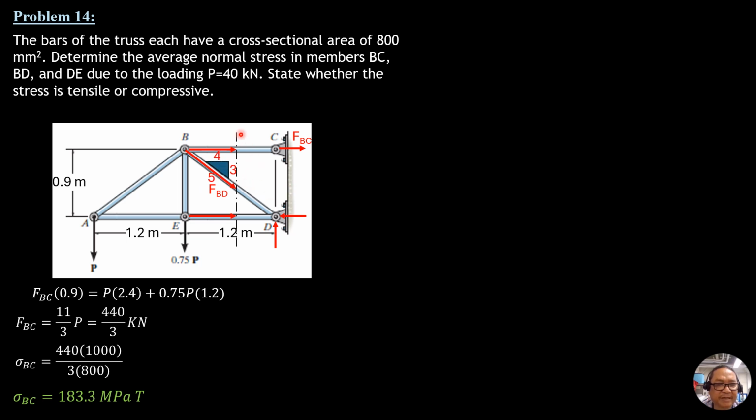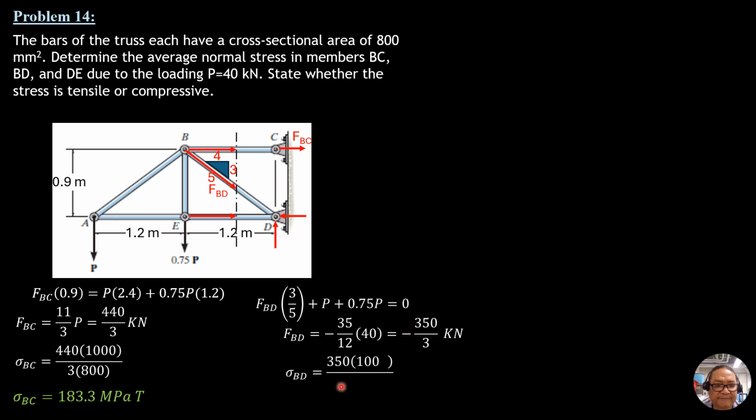So summation of forces in Y, considering forces to the left of this section and going down positive, so FBD times 3 over 5 plus P plus 0.75 P equals 0. So FBD is equal to negative 35 over 12 of P, with P as 40, so negative 350 over 3 kilonewtons. Stress in BD is 350 times 1000 over 3 times 800. That would be in megapascals, and it is in compression because the force is negative. So stress in BD is 145.8 megapascals compression.